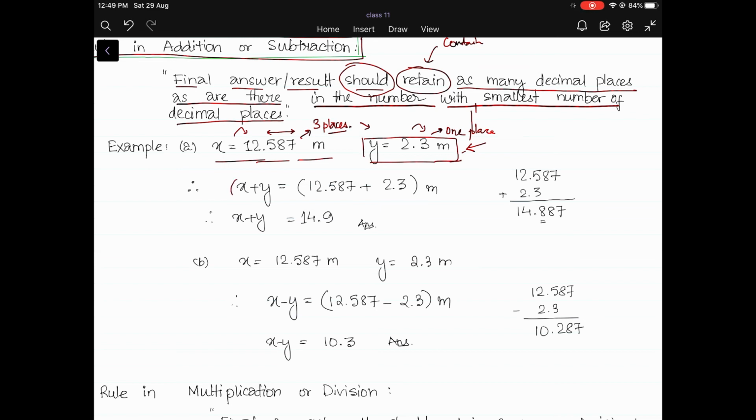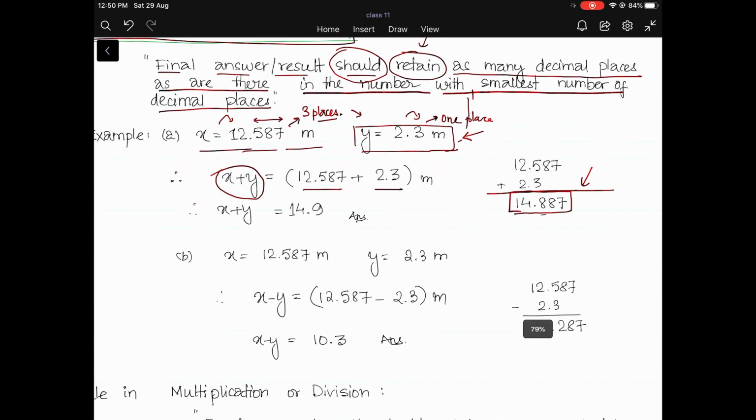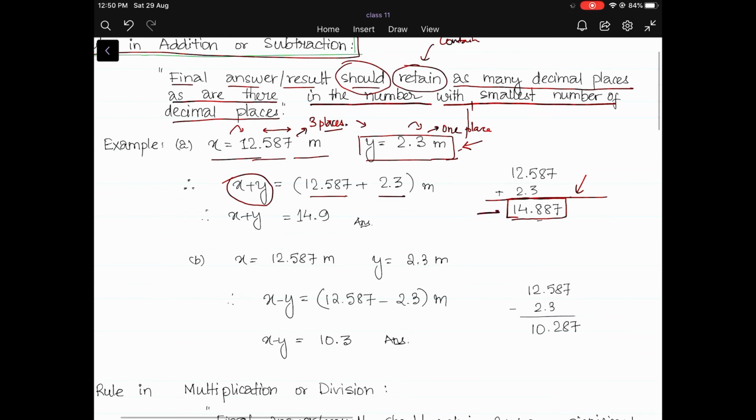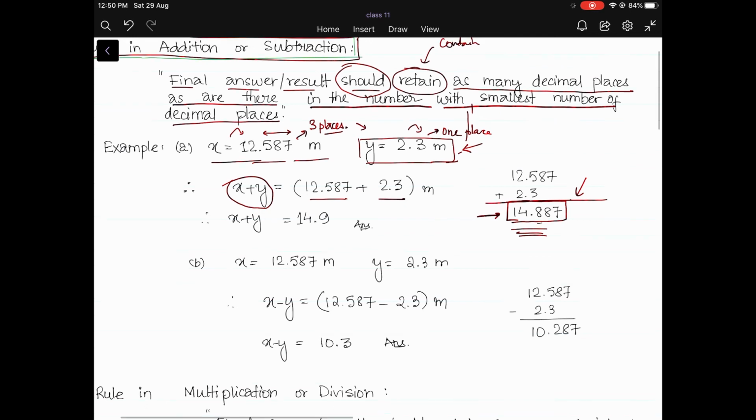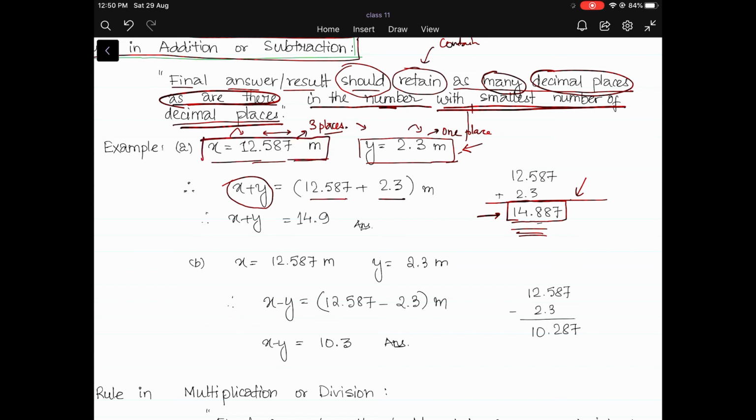Suppose we want to add these numbers, so we will write x plus y, we'll add them, and we are going to get such a big number. So we get 14.887. This we have just added using normal addition. Now the rule says the final result, and this is not the final result. The final result should contain as many decimal places as are there in the number with the smallest number of decimal places. So which number has the smallest decimal places? It's x or y? It is y. And y has only 1 decimal place.